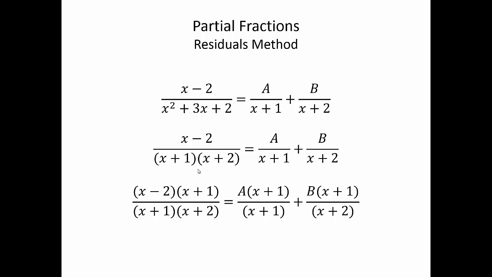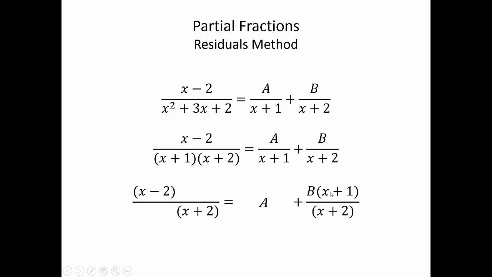Now, instead of trying to get a common denominator, if we're trying to solve for the A, we're going to multiply through on both left side and right side by the denominator of A. On the left side, the terms cancel out. On the right side, the terms cancel out.